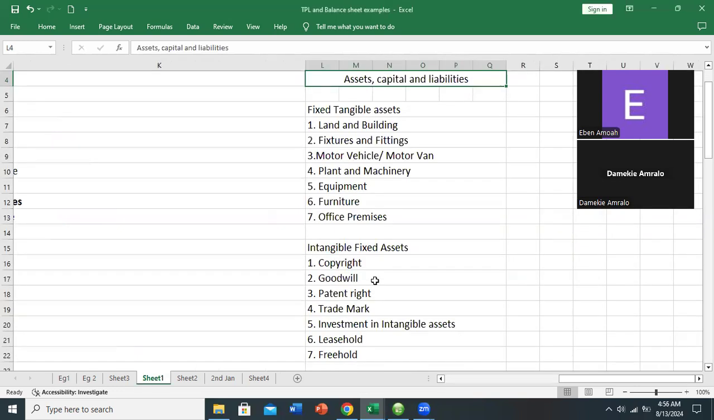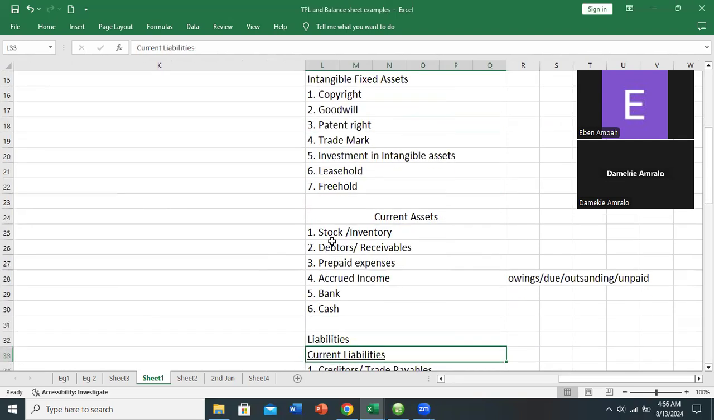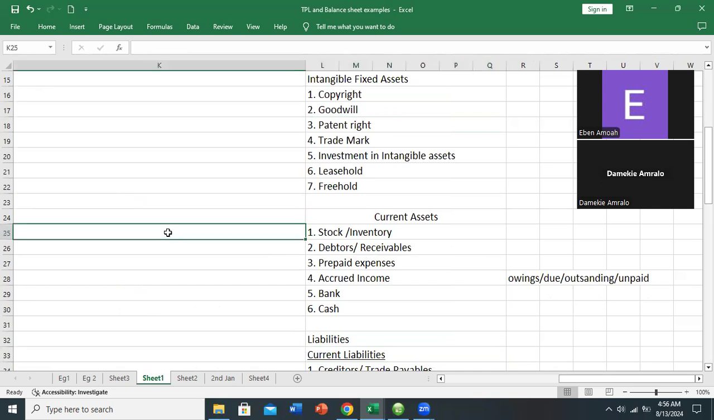But per the list we have here, if we are looking at our current assets, it's always important that you arrange them in the order of liquidity. When I say that, I mean these current assets are resources that are expected to be converted into cash within one financial period. We call them current assets because we expect that we can turn them into cash easily. So when you are listing your current assets, you have to list them in the order in which you can easily convert them into cash.